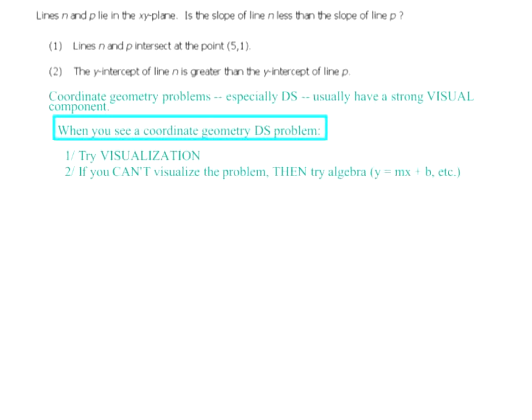Let's try to visualize. Lines N and P intersect at the point 5, -1. So let's scratch up a set of coordinate axes here. Scratch it up like that. Okay, let's say that we have these coordinate axes, and that's x and that's y. Okay, and then let's say that this is the point 5, 1.